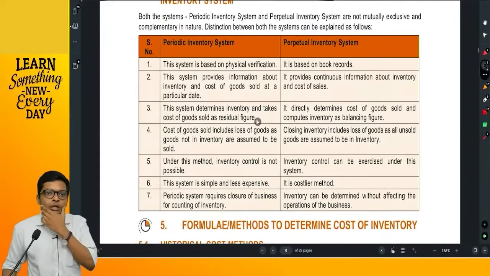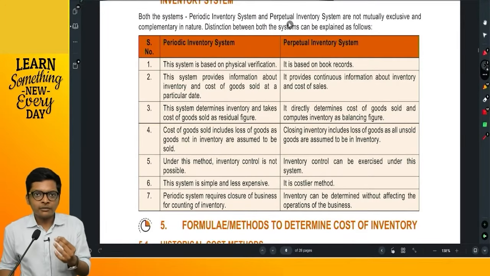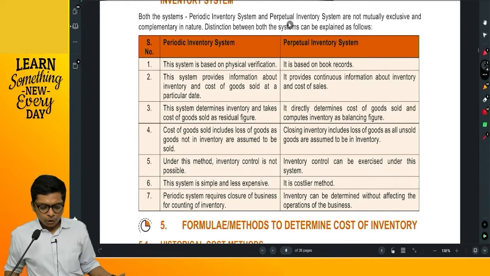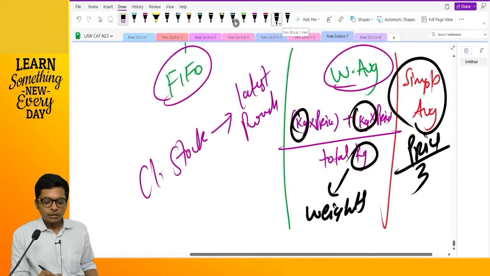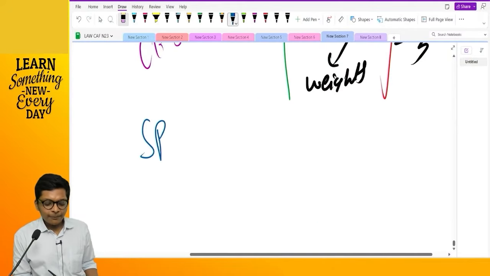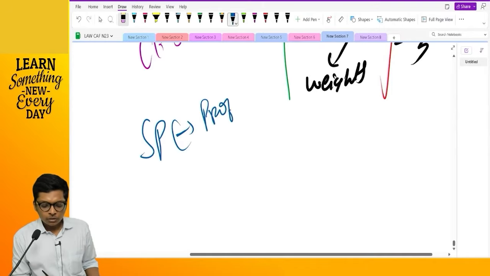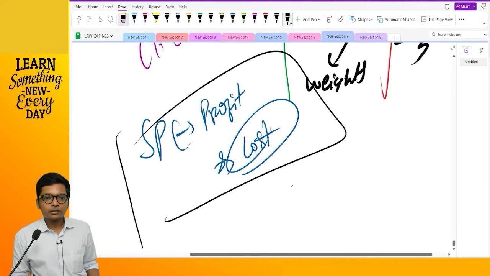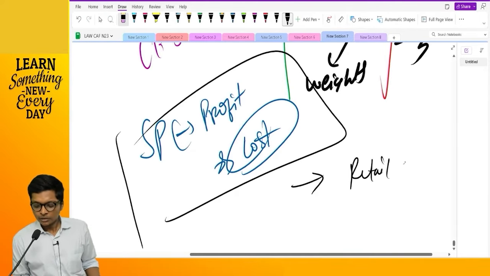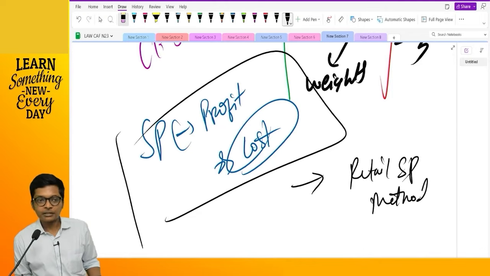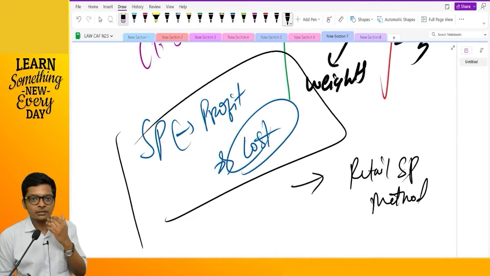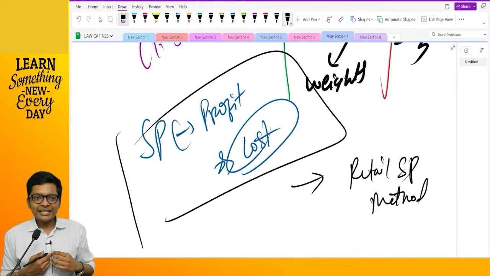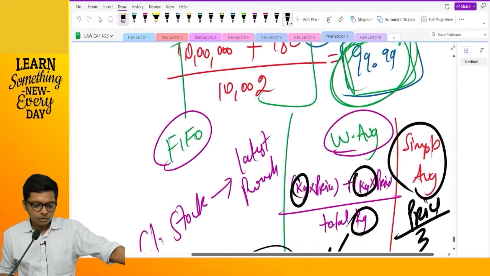Are you understanding, guys? There are many methods of inventory valuation. For now I have taught you only 3 methods. There are still 2 more methods. Do you remember yesterday we did a sum? Yesterday in the sum, from the selling price we reduced the profit and found the cost. This is called the retail selling price method, reverse working. Are you following, guys? So yesterday, without even telling you, you learned what method? Retail selling price method. Now you know.